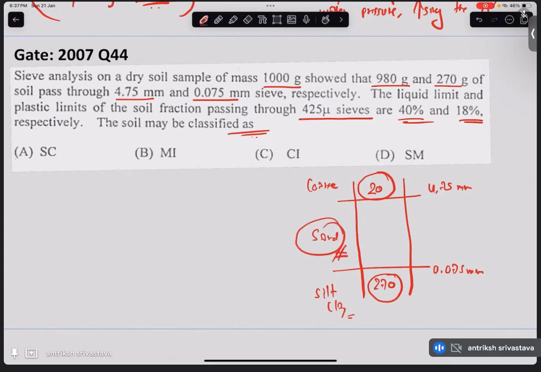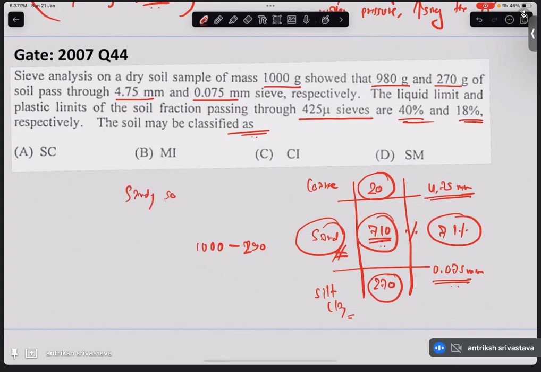So how much is it? 1000 minus 290, so we have more than 50%, right? 710, 71% of your soil is between 4.75 and 0.075. So it is definitely a sandy soil, so these options are gone. Now let's see whether it is clayey sand or silty sand.